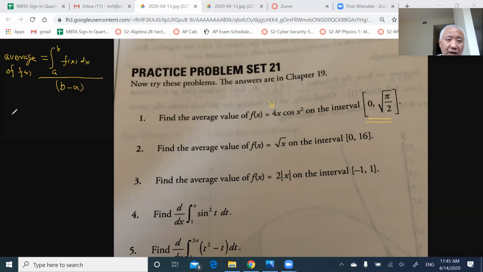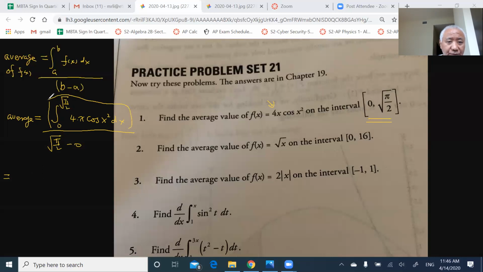We will have the average equals the integration from 0 to square root of pi over 2 of 4x cosine x squared dx. But of course, we're going to divide it by the interval, square root of pi over 2 minus 0. Now, the key part here is to do this integration.